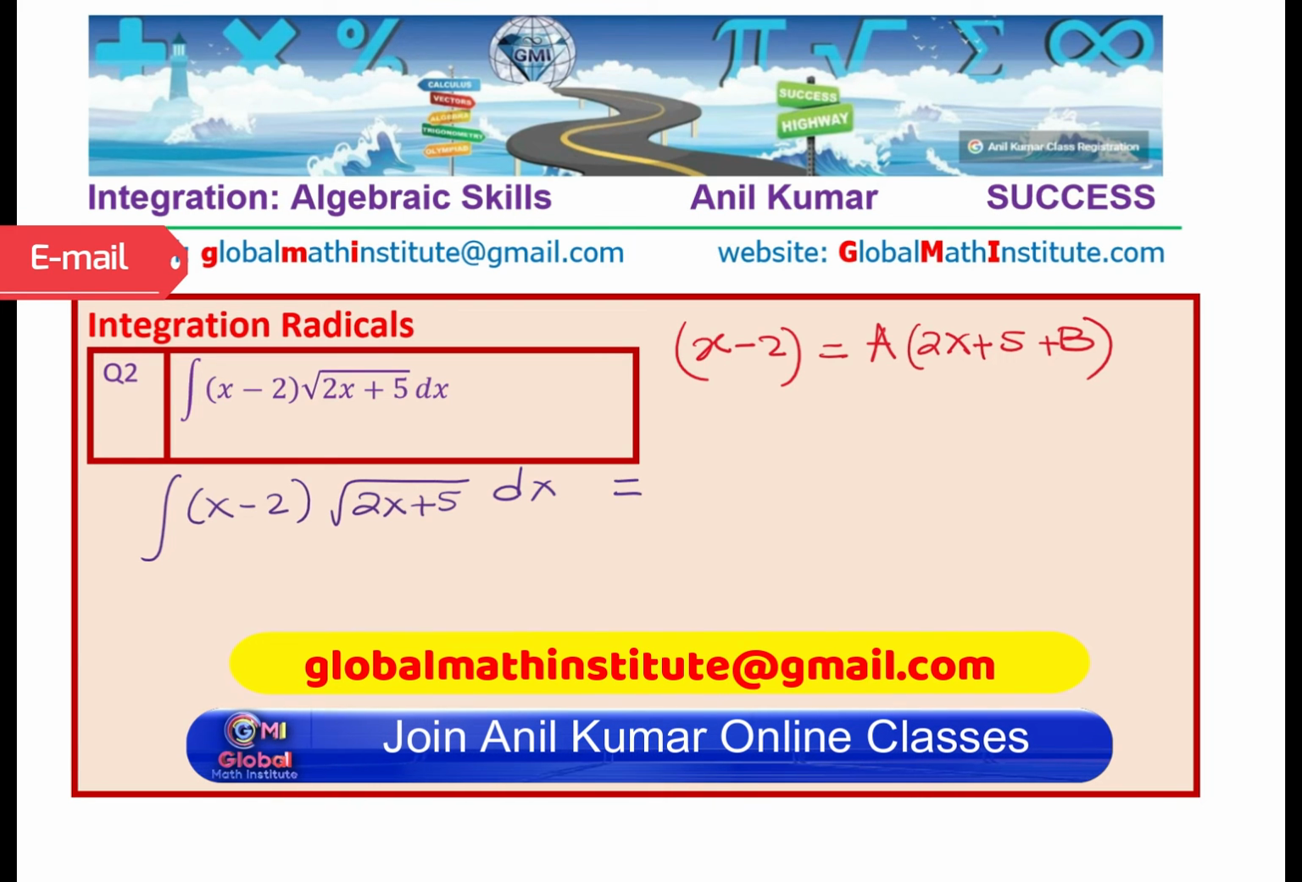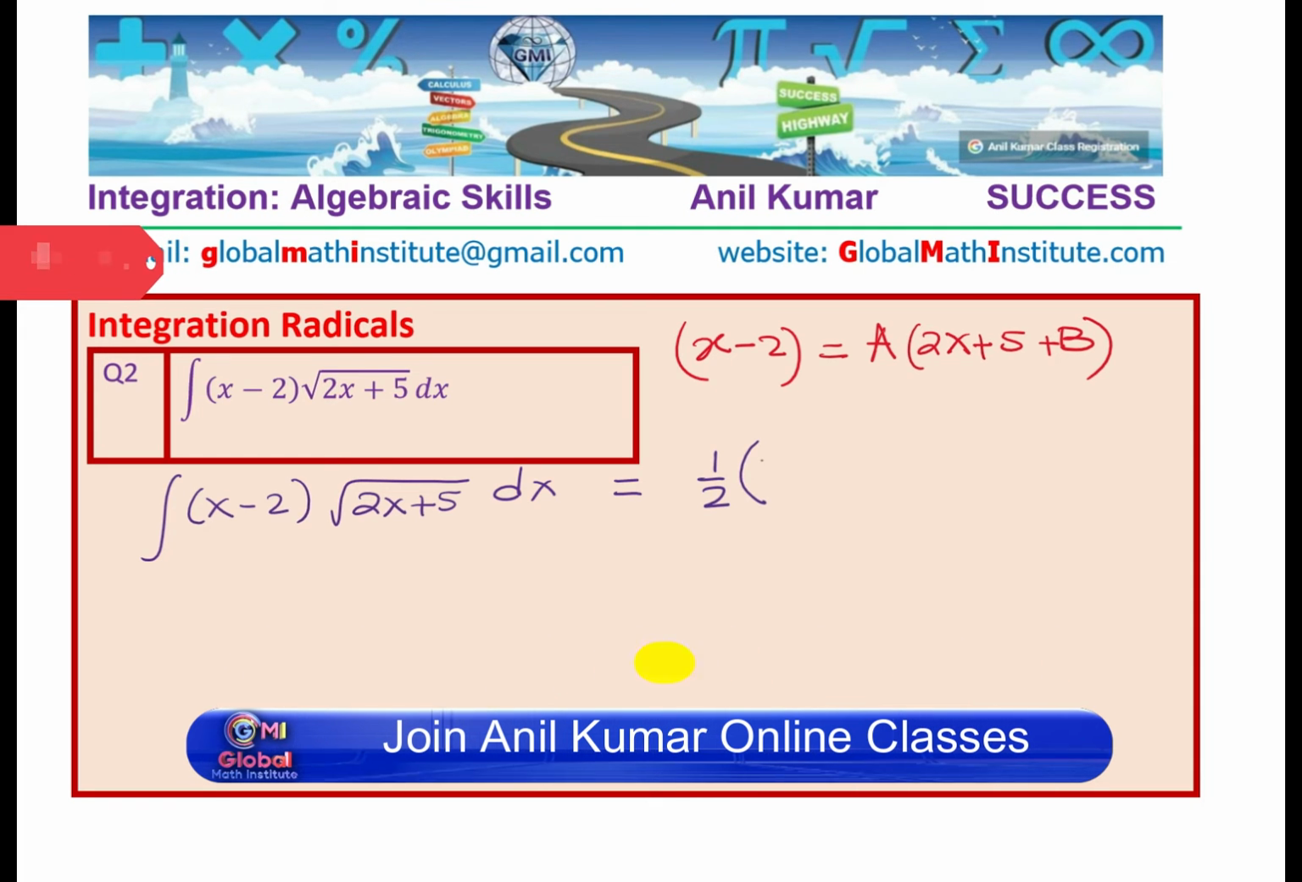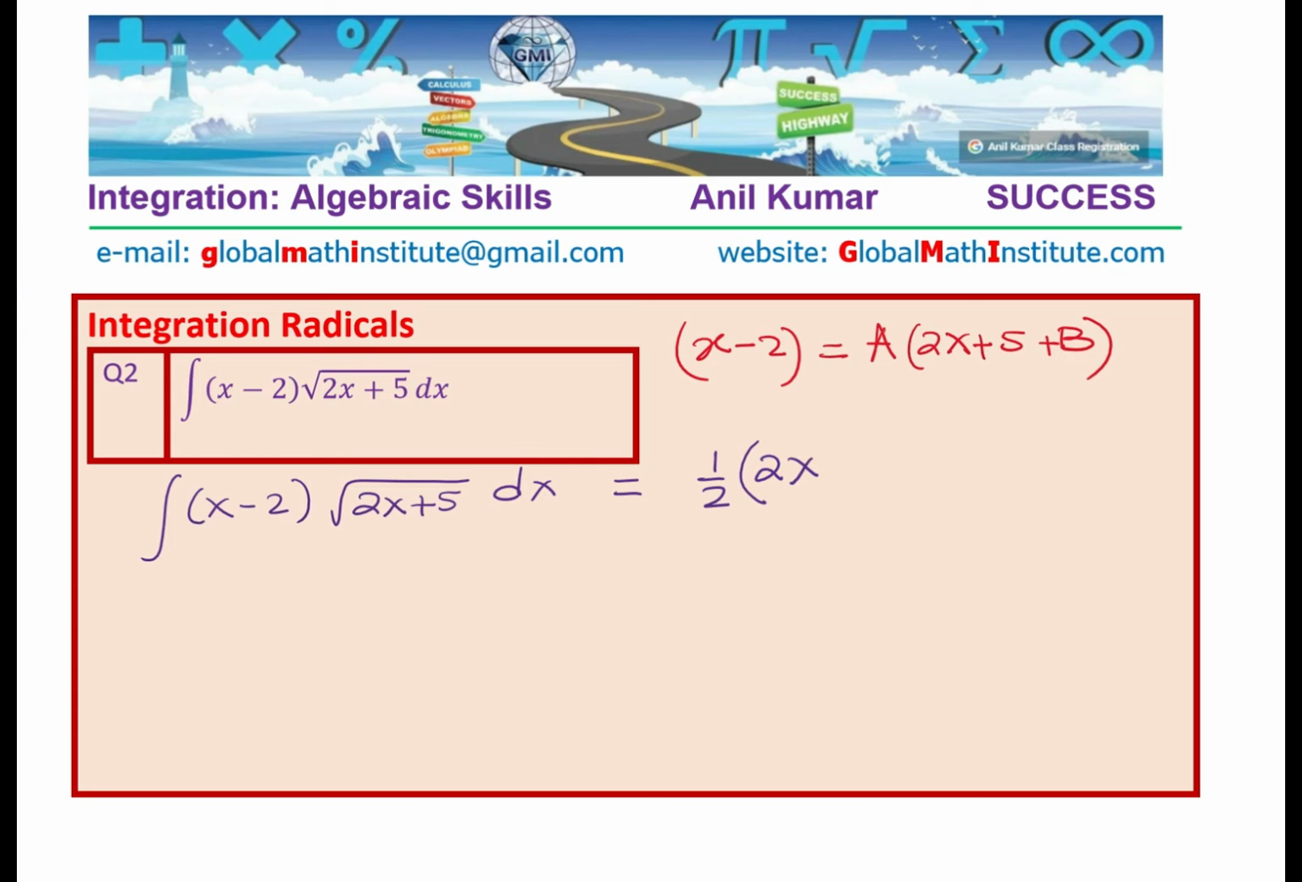How do we split it? We want 2x plus 5. So to get 2x, I will have to write half outside, right? And then only I can get 2x, correct? So 2x plus 5, okay, 2x plus 5.